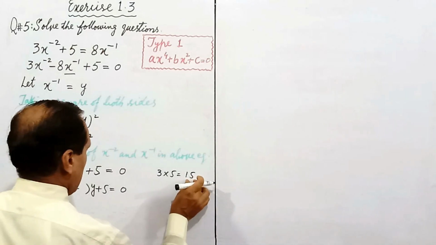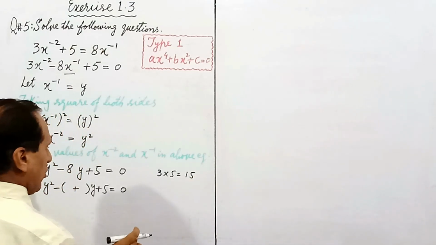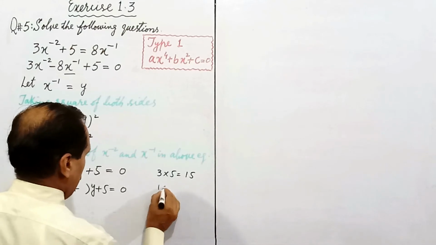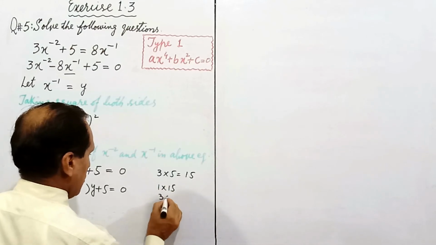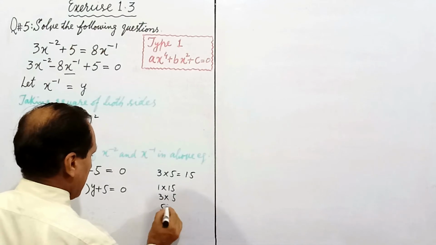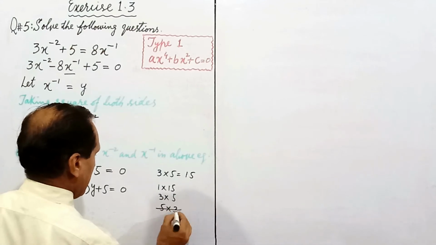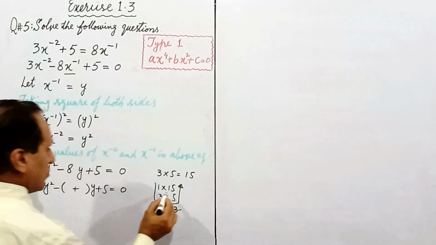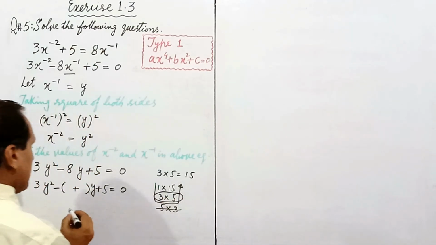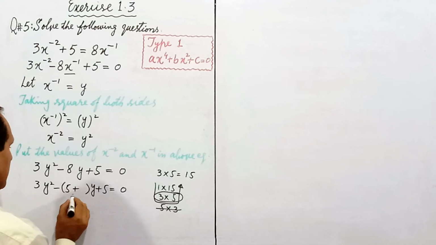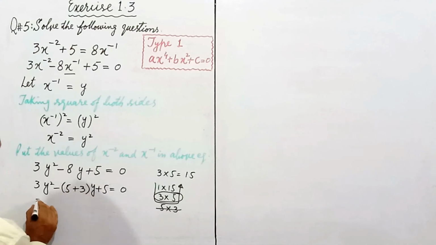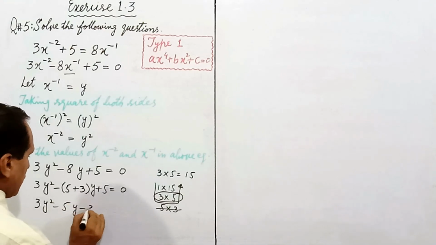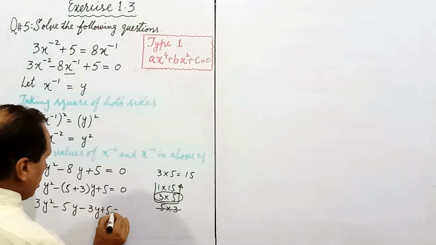15 is an odd number and it cannot be divisible by an even number, so therefore the factors are 1 into 15, 3 into 5, 5 into 3. 3 and 5 are repeated, so we stop making further factors, and 3 and 5 fulfill our need. 5 we write first, 3 after it. Now we open the bracket: 3y square minus 5y minus 3y plus 5 is equal to 0.